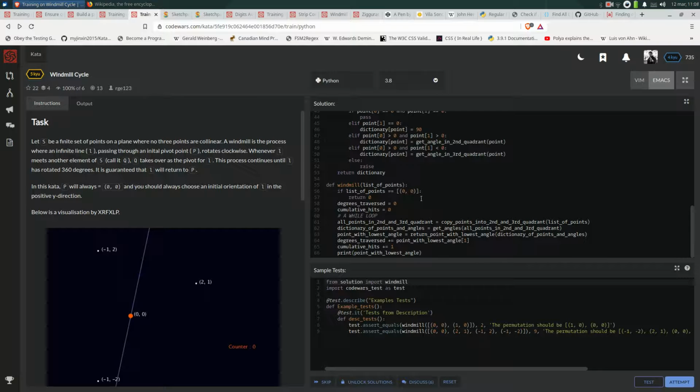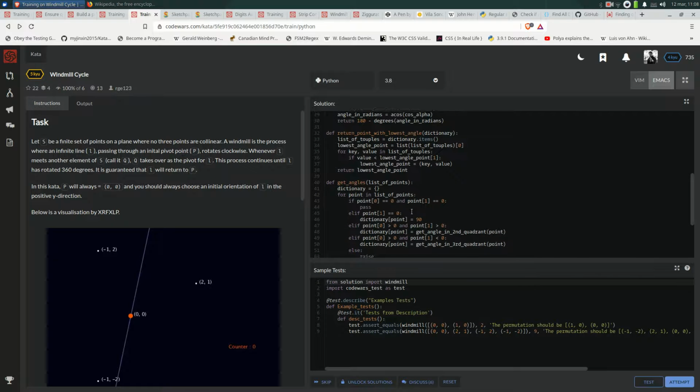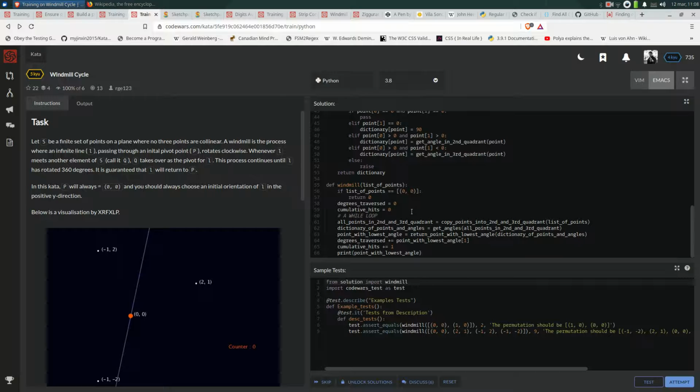So we are at, there are a bunch of helper methods: get angle in second quadrant, get angle in third quadrant, get angles, all of them. So we say degrees traversed. This should be in a while loop. All points in second and third quadrant are over there. Copy points at the second. Dictionary of points and angles. Point with lowest angle. Degrees traversed.